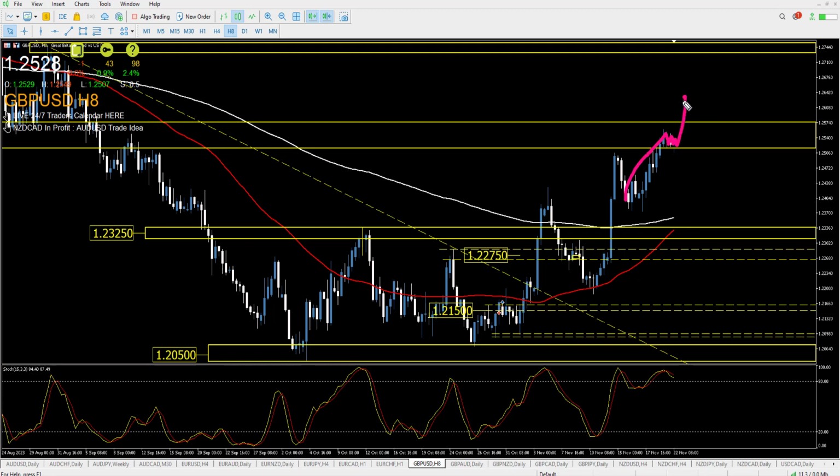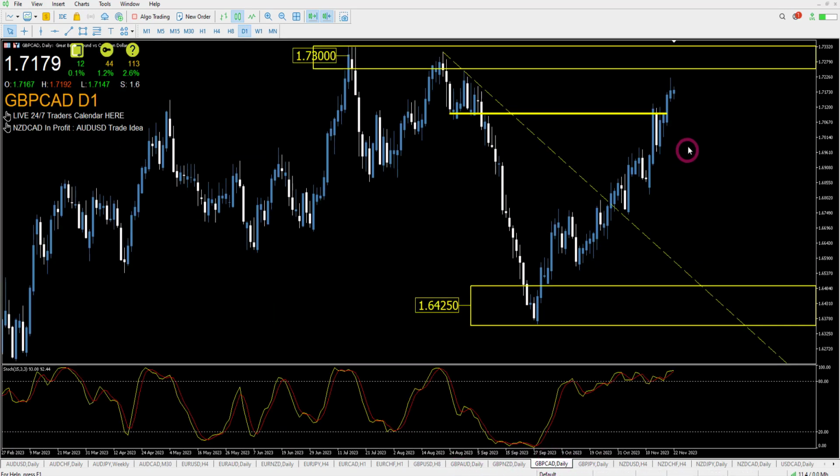That to me means there's a good opportunity to see price push higher, but maybe we can look at trying to capitalize on pound strength elsewhere, like for instance pound CAD. Obviously pound CAD could be something to watch out for. We've got 173 potential targets up in here.